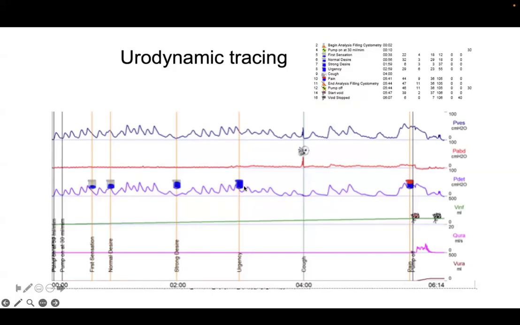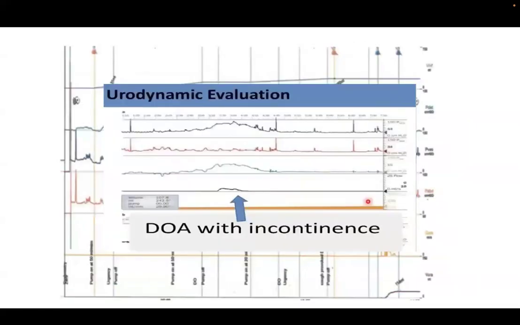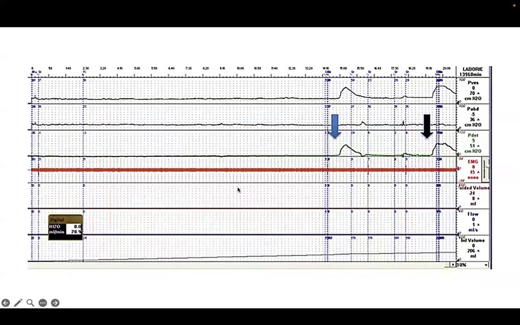Here we can see this is PDET. So rising PDET associated with PVES, but no rise in PABD. So this is a case of DO. Here we can see rising PVES associated with PDET. Along with it, this is leak. So this is detrusor overactivity incontinence. If there is no leak, this is only detrusor overactivity. If there is leak, it is detrusor overactivity incontinence.